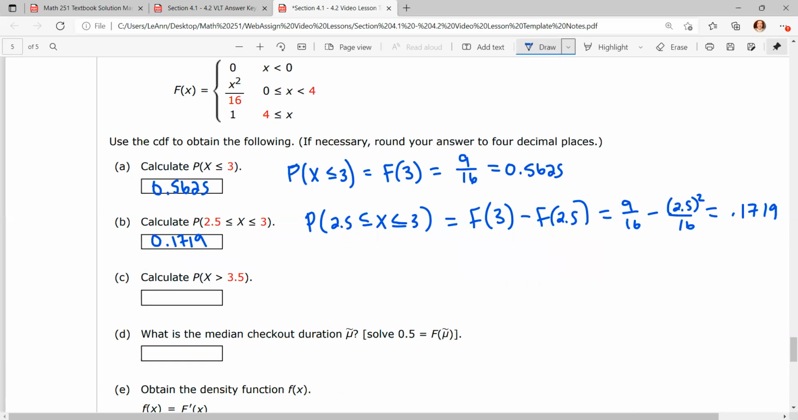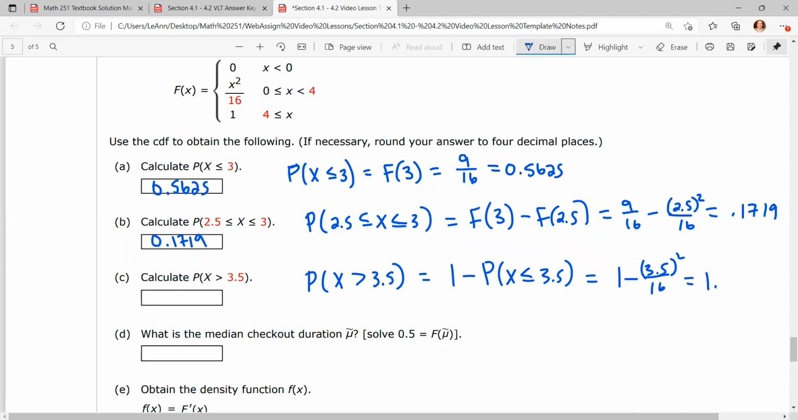For this one, it's probability greater than. So that's different than what we were doing. When we're accumulating the CDF, everything shades to the left. So we need to do a complement here and do 1 minus the probability that x is less than or equal to 3.5, which is 1 minus 3.5 squared over 16, or 1 minus 0.7656, which equals 0.2344.